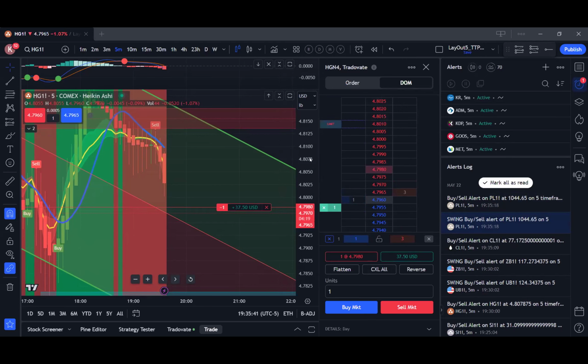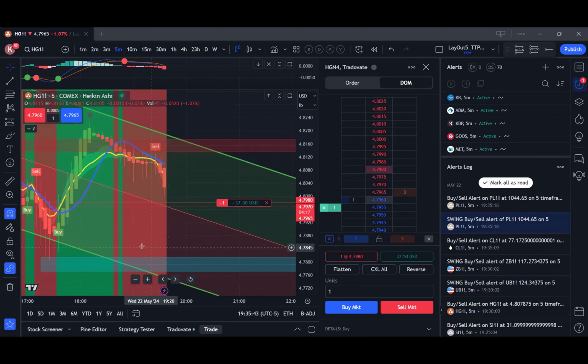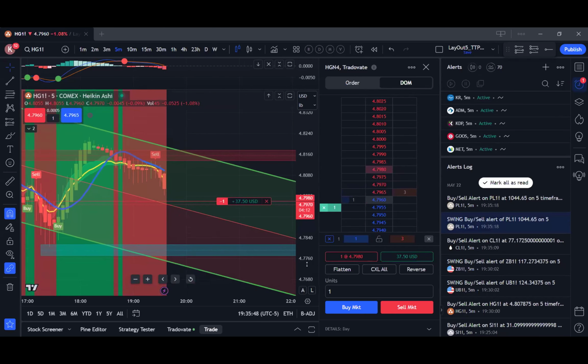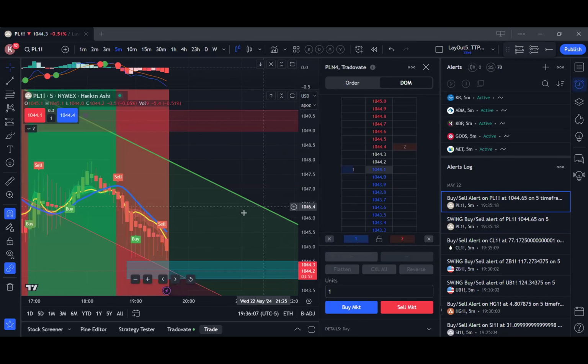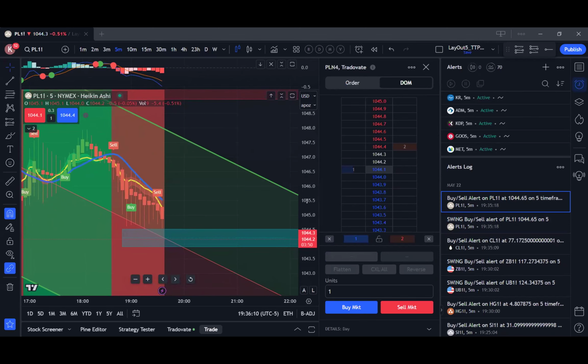Yeah, it has potential to go further down. Here we have the support. So yeah, this should go down further. Let's look at platinum. Yeah, platinum also we got a sell, but it is just close to the support. So better we avoid this.